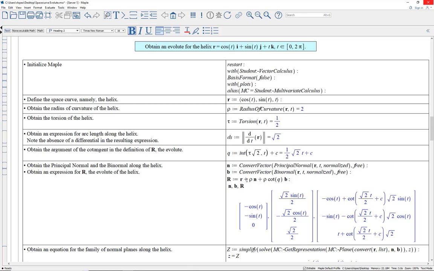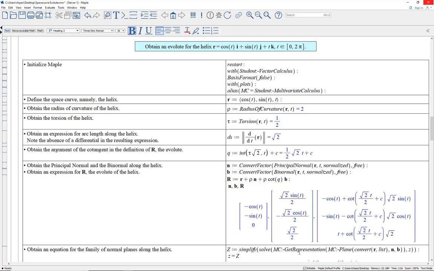Evolute: R plus rho n plus rho cotangent of this quantity q times b. So here's what those vectors look like. Here's n, here's b, and this is the evolute. Now notice that the evolute is a parametrically defined curve, but it's got an arbitrary constant. So it's a one-parameter family of curves. This is why you have an infinite number of evolutes.